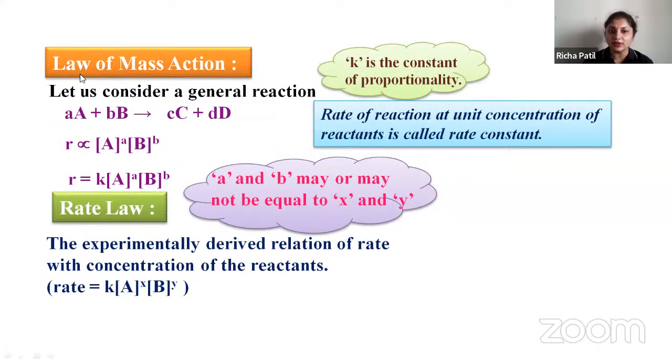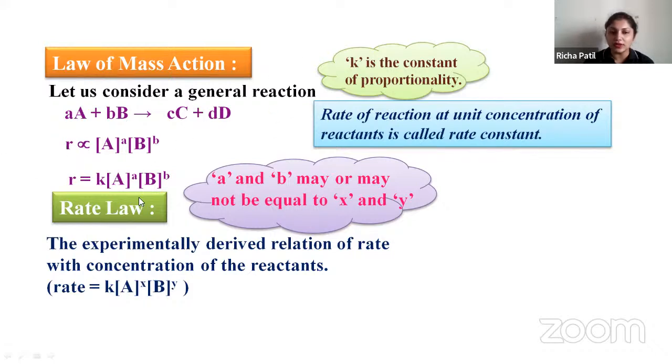So we come to a law, that is the law of mass action. Consider a general reaction: small a capital A plus small b capital B giving small c capital C plus small d capital D. These small a, b, c, d are the stoichiometric coefficients. Capital A and B are the reactants, C and D are the products. So A and B react to give the products C and D.